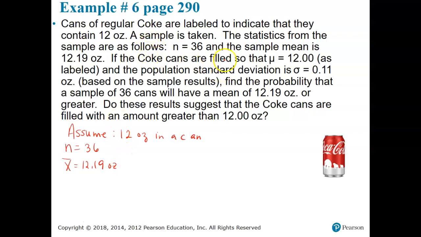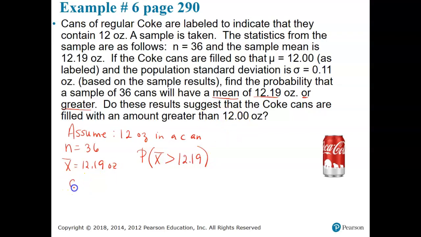So if the Coke cans are filled so that the mean is 12 ounces, as is printed on the label, and the population standard deviation is 0.11 ounce based on sample results, find the probability that a sample of 36 cans will have a mean of 12.9 or greater. So what we're finding is the probability that the mean is greater than 12.19.